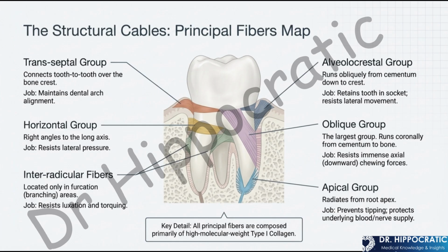Oh, the oblique group is functionally brilliant. It is by far the largest fiber group in the PDL, and it runs diagonally upward from the tooth root to the bone. Okay, so it points up. Exactly. And because of that upward diagonal angle, when you bite down hard, like on that almond, the downward pressure on the tooth actually pulls these diagonal cables taut. Oh, wow. It converts an immense, crushing compressive force into a pulling, tensional force on the bone.